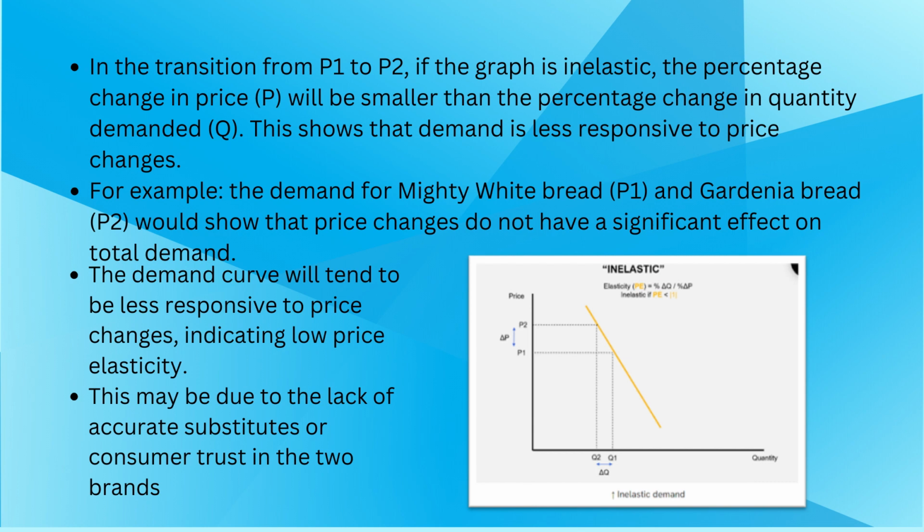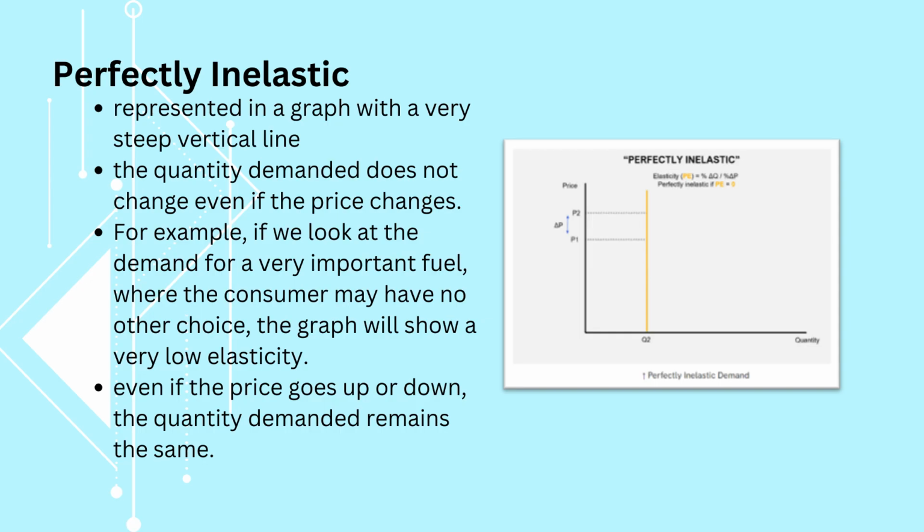For example, the demand for Mighty White bread P1 and Gardenia bread P2 will show that price change does not have a significant effect on total demand. The demand curve will tend to be less responsive to price change, indicating low price elasticity. This may be due to the lack of accurate substitutes or consumer trust in the two brands.